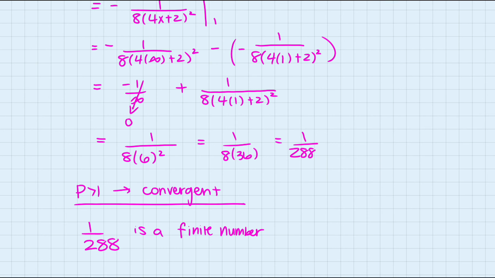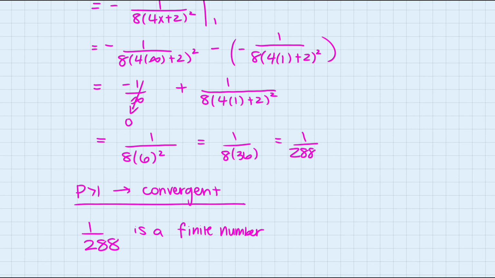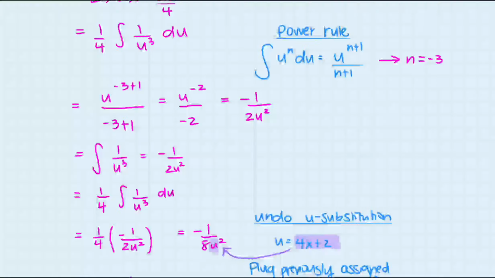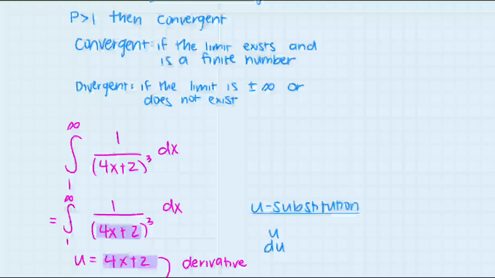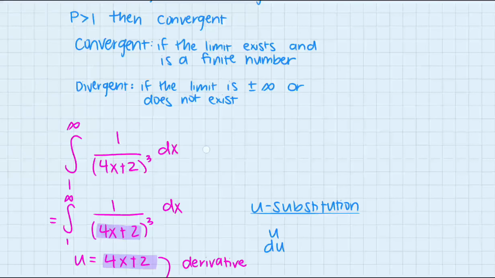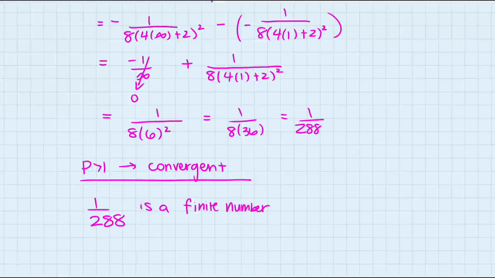Since that is a finite number, this integral is convergent, because it went to a finite number. So the solution to this integral is convergent. It is not divergent. If this answer was negative infinity or positive infinity or did not exist, it would be divergent. But since it came to a value, it is convergent.